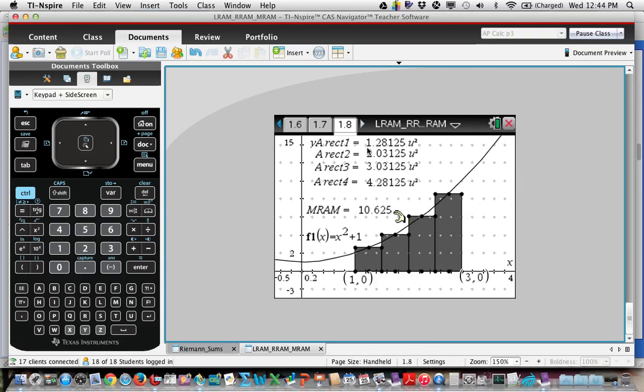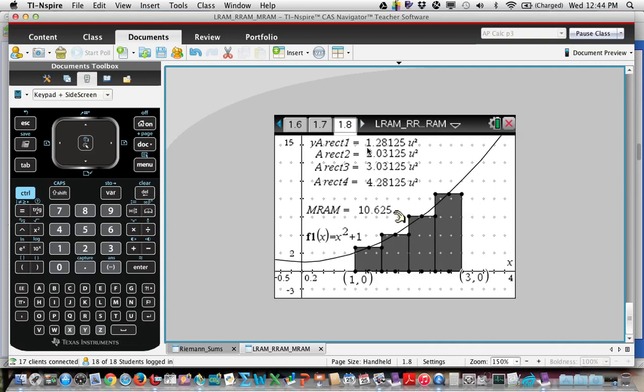All right, now midpoint rectangles. Notice what happens here. We take our subinterval and we take the midpoint. So what did we say this was, 1 to 1.5? So what would that be? 1.25. So this would be f of 1.25. That is the height. And then times our width, which is still a half, right? Now those are better, right?